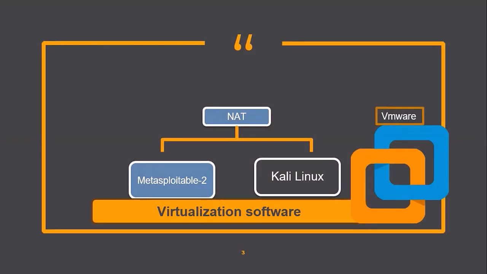First, we need a virtualization software on our host system. We will be using VMware for this. On top of VMware, we are going to install two machines. Kali Linux as the attacking machine and Metasploitable 2 as the target machine. And we are going to set up these machines in NAT networking.